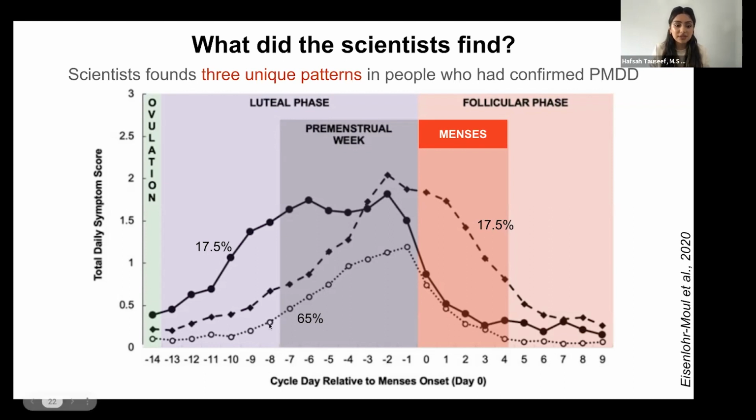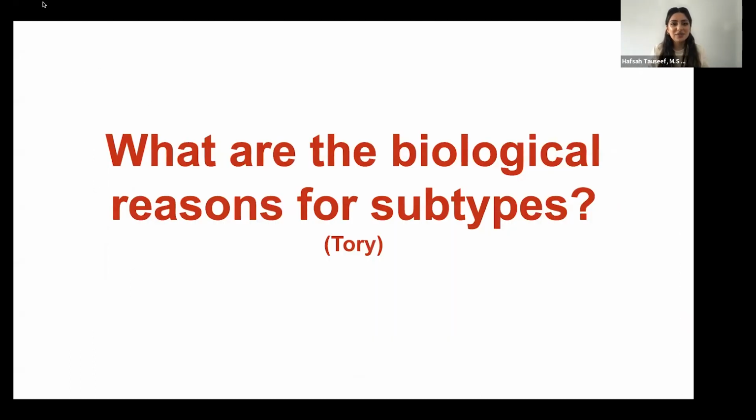About 65% of participants presented with this pattern. They had moderate symptoms 1 week prior to menses, but symptoms turned off quickly. A majority of PMDD symptoms followed this pattern. Oh, and I'll let Tory take over the biological reasons for these subtypes.